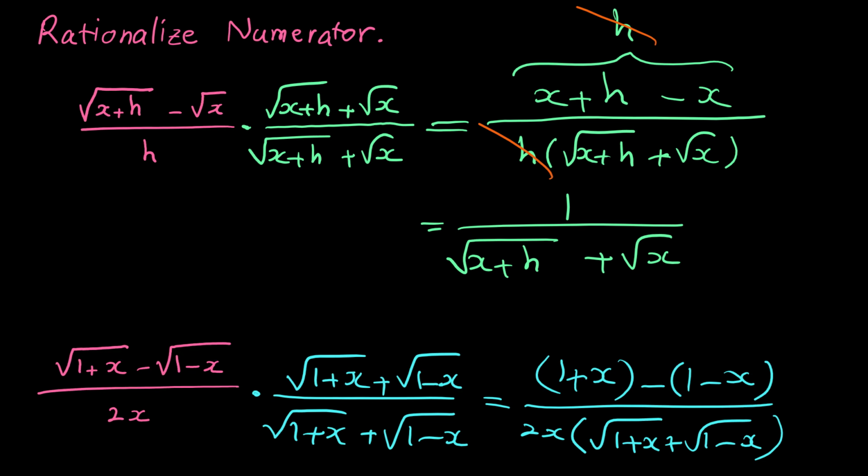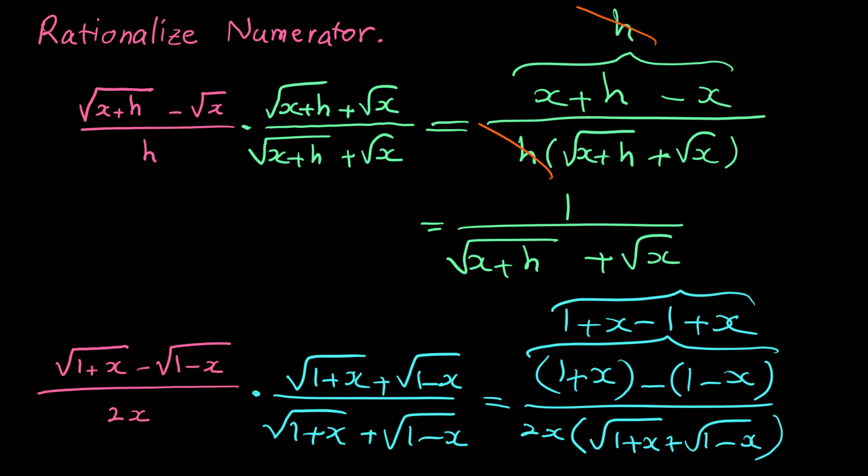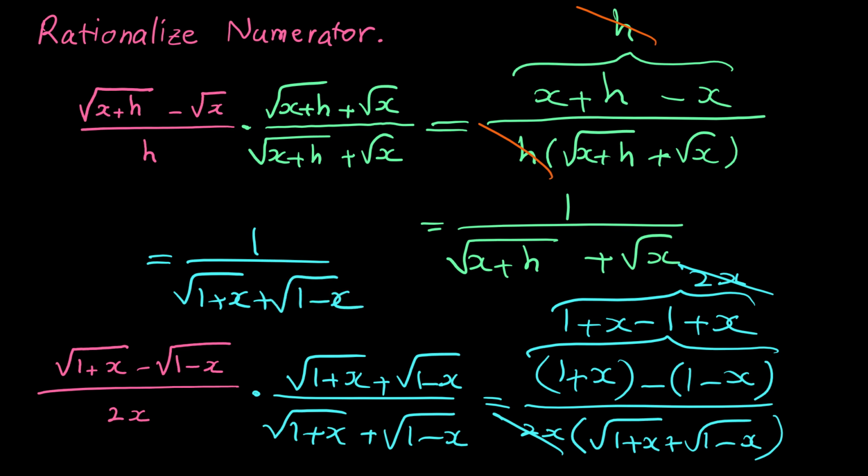Now simplify the numerator. The numerator is 1 plus x minus 1 plus x. 1 with 1 cancels. 1 minus 1 is 0. x plus x is 2x. So basically this is 2x. Now this 2x with this 2x cancels. So the final answer for this question is 1 over radical 1 plus x plus radical 1 minus x.